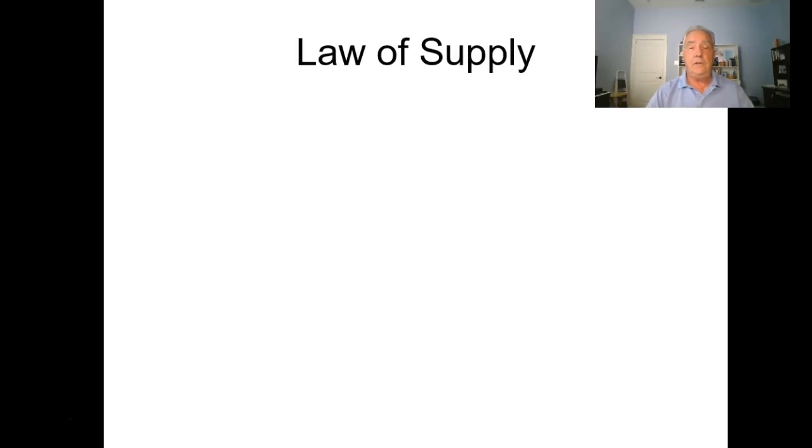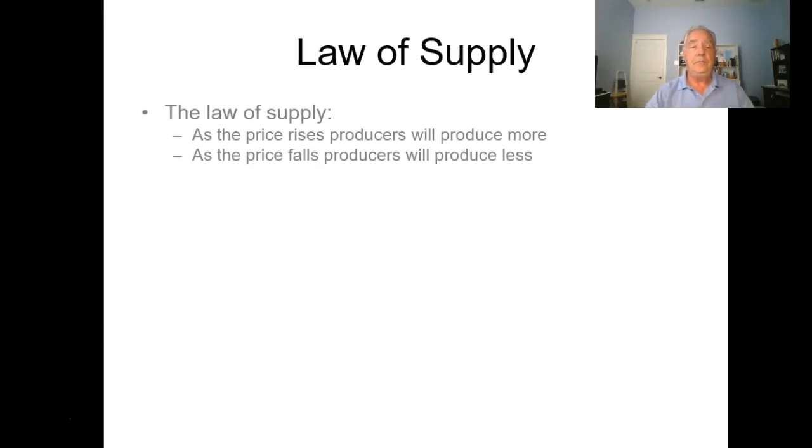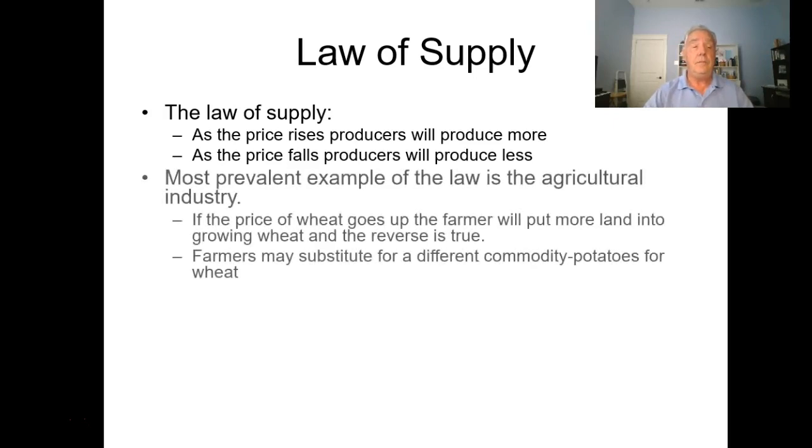All right, let's talk about the law of supply now. The law of supply means that as price rises, producers will produce more. As price falls, producers will produce less. Now, if the price rises, they're going to produce more to increase their profits. If the price falls, they're going to produce less to reduce their costs and stay in business. We'll talk more about that.